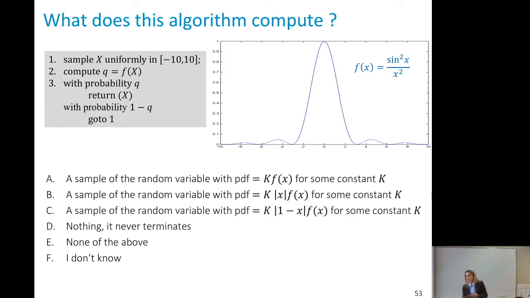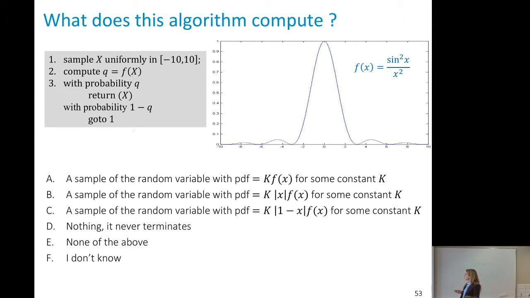And we'll start from a question for you to get some intuition. Sample x uniformly between -10 and 10. Compute q, which is equal to f of x. F of x is given here. And with probability q, return x. Otherwise, with probability 1 minus q, resample.